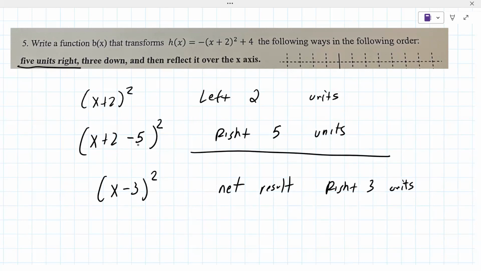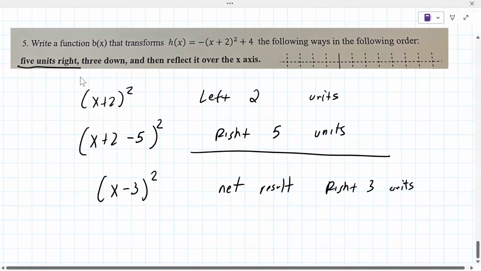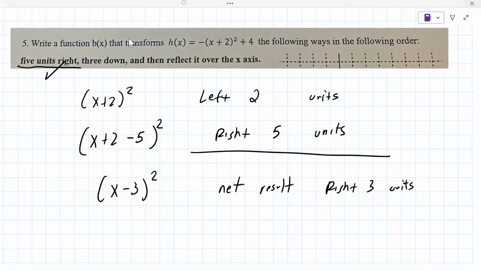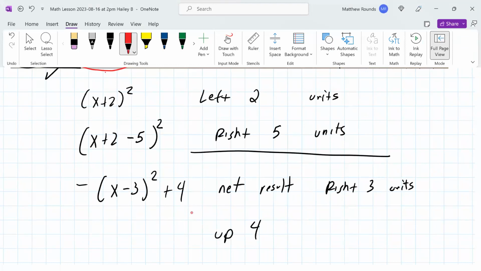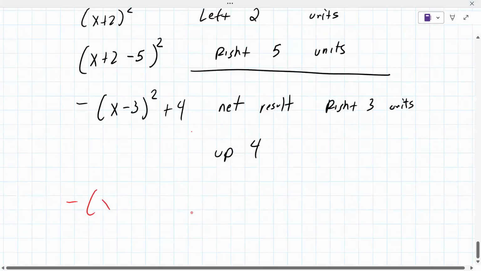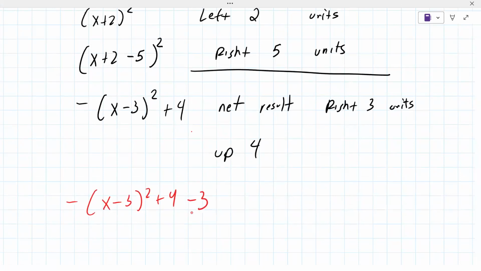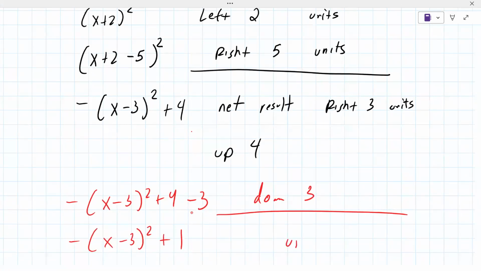Like the game you probably played as a kid, I did too, where you take 2 steps back and 5 steps forward or something. So that's the first one. Now 3 down. Right now, how many up is it? It's up 4. So to go 3 down, we have to subtract 3. That's down 3. So the net result is up 1.